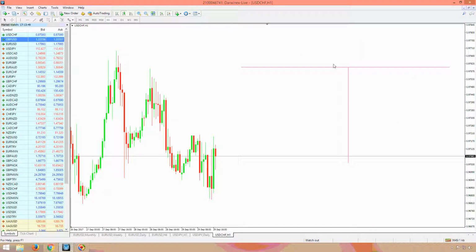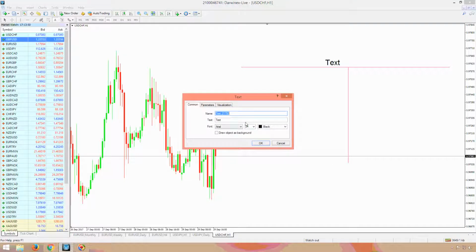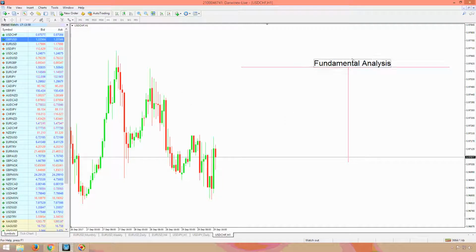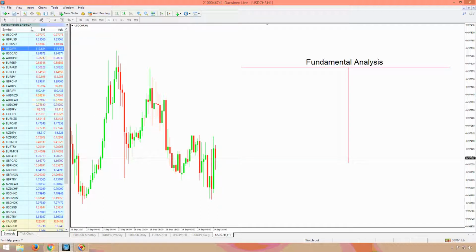So I'll start by splitting the screen in two. So let's put the title here as fundamental analysis. You might be surprised to find out that not many traders fully understand what fundamental analysis is. First of all, what moves the market?